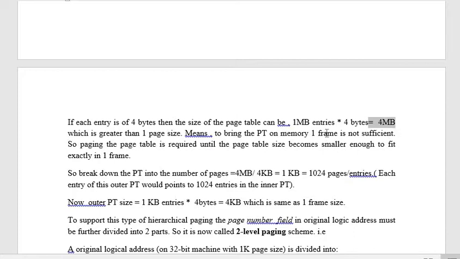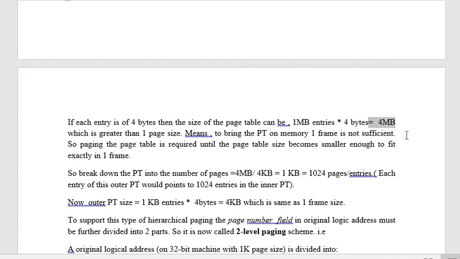because even one frame is of the same size as the page size, right? So the frame size is 4 kilobytes as of the given data. So it is not possible, because 4 MB is greater than 4 kilobytes. So paging the page table is required until the page table size becomes small enough to fit exactly in 1 frame. So when it is not possible to fit the page table in one particular frame, what do we have? We have the solution of paging the page table.